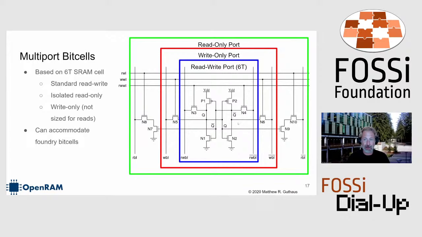And this is a write-only port, which means the sizing of N5 and N6 may be a little different than the N3 and N4 transistors in the read-write port. Similarly, the green square shows a read-only port, where you can actually have a decoupled read port by having this extra transistor so that there's not a direct connection through a pass transistor to the bit cell itself.